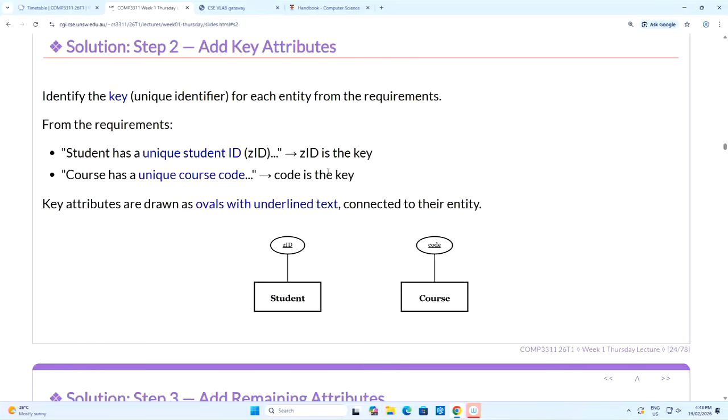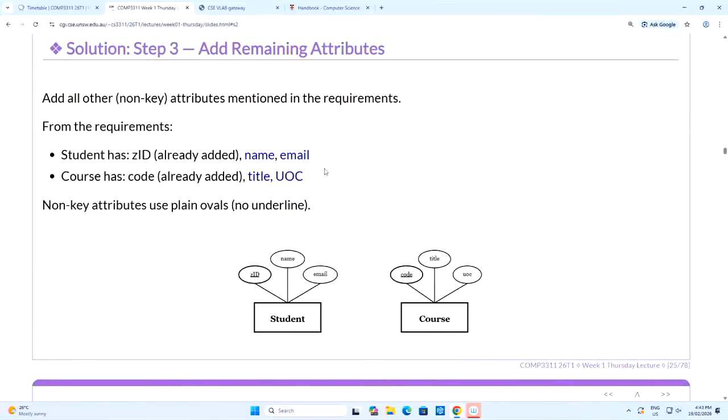At this point, it's super easy. And then we add the remaining attributes. They also have name and email and title and UOC. So these are all very simple attributes. So if they tell you we need to record students' favorite colors, then that's a multi-value attribute. You need a double oval. Or we need to record a student's age.